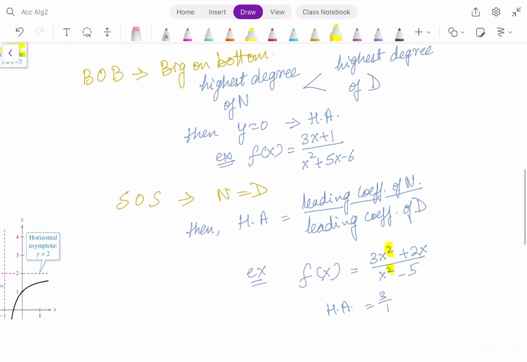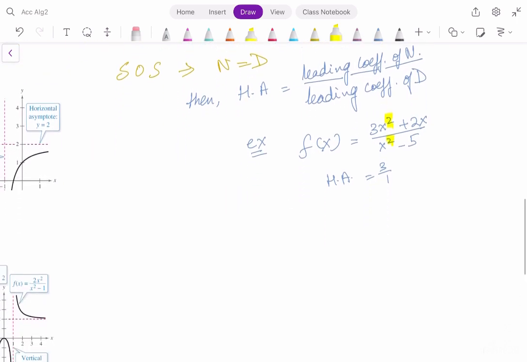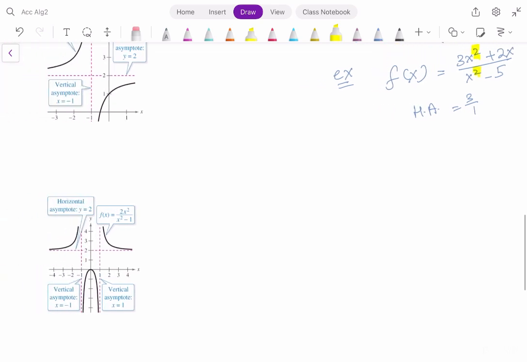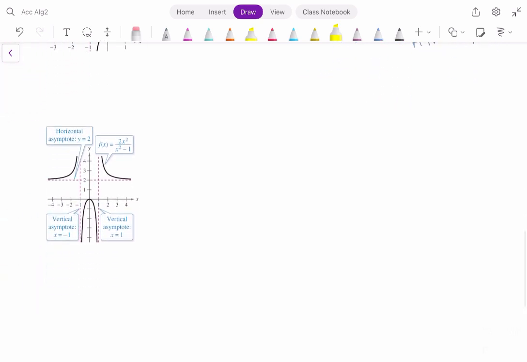So remember BOT, BOB, and SAUCE for horizontal asymptote. For slant asymptote, you are dividing them. For the vertical asymptote, you are putting the denominator equal to 0.